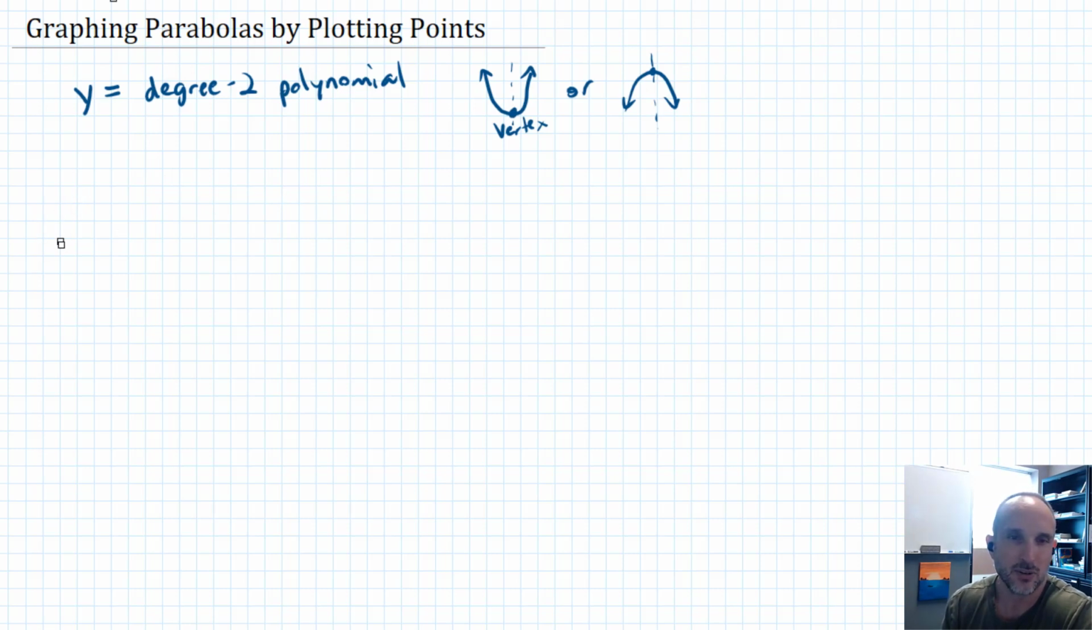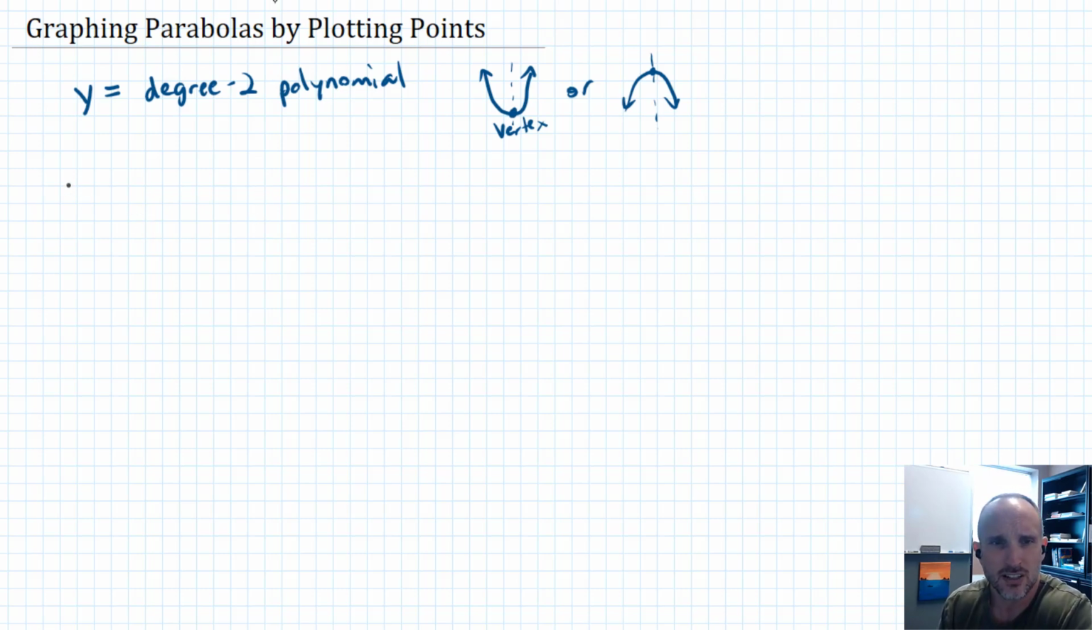Actually, let me mention something first before we get started. How do you locate this vertex? This goes beyond plotting points. So if you find it useful and it's pretty easy to remember, then use it. If not, just plot points. But it's certainly worth mentioning for those that are interested.